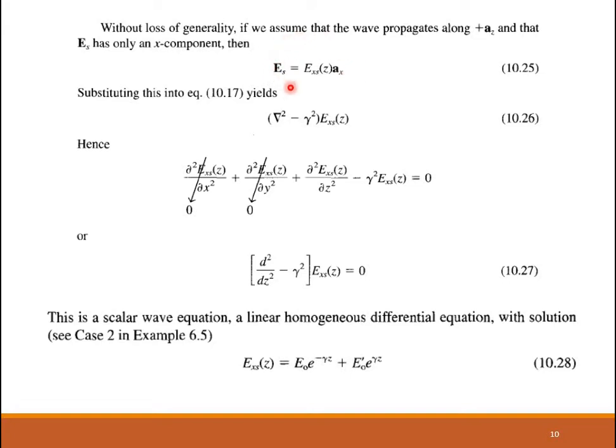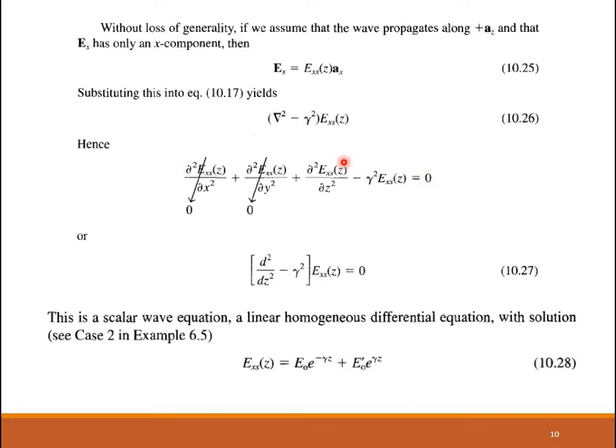So if I substitute this expression for ES in equation 10.17, what can I write it as? I can write del square minus gamma square of EXSZ. Okay, my equation 10.17 modifies to this form. Okay, so what is del square equal to? Dou square EXSZ by dou x square. Similarly, dou y square, dou z square, minus gamma square EXSZ is equal to 0.